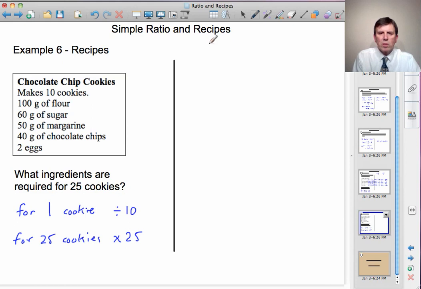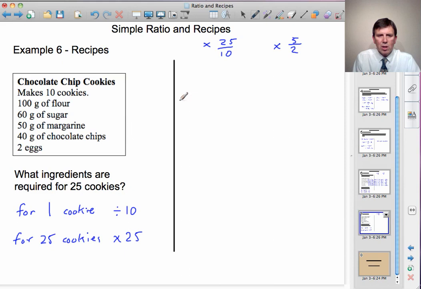So what do I want to do? I want to multiply by 25 and divide by 10. And I can cancel that down to a simpler relationship. I can cancel by 5. 5 goes into 25 5 times, and 5 goes into 10 twice. So instead of multiplying by 25 and dividing by 10, I can multiply by 5 and divide by 2. Which one am I going to do first? I'm going to divide by 2 first to keep the numbers smaller. So let's see what we've got.